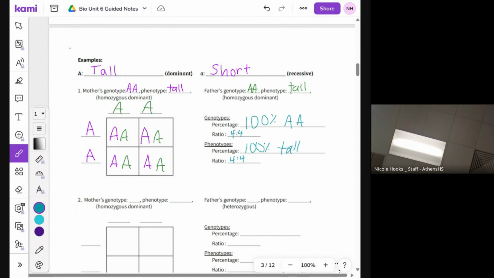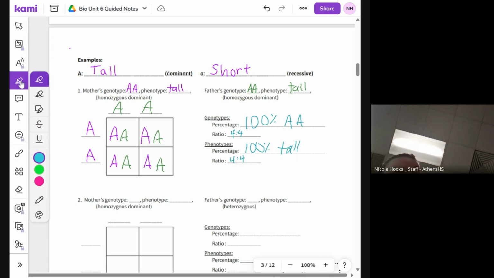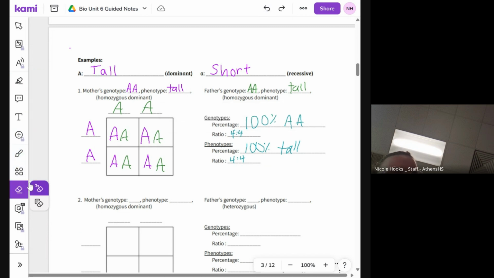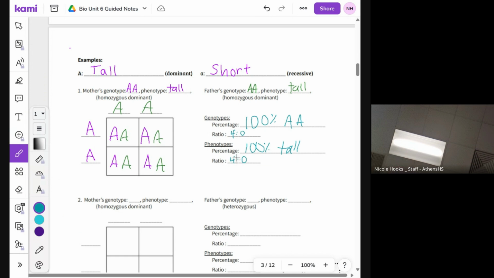Or I guess you'd say the ratio would be 4 to 0 because there's 0 of the other kind. Sorry, yeah, that's a highlighter. It would be 4 to 0. Ratios always confuse me. It's 4 to 0 because there's none of any other kind. So it's 4 to 0 because there's nothing of anything else.